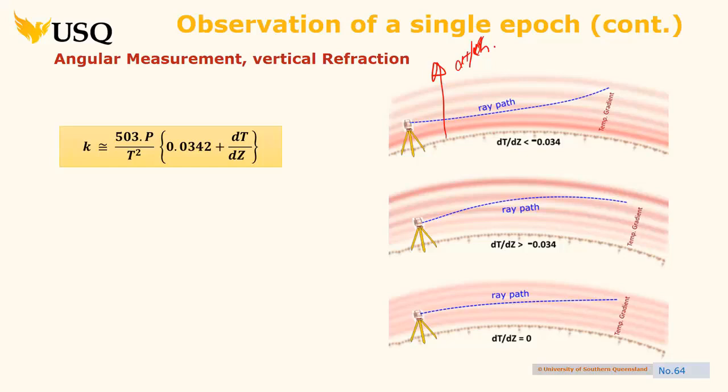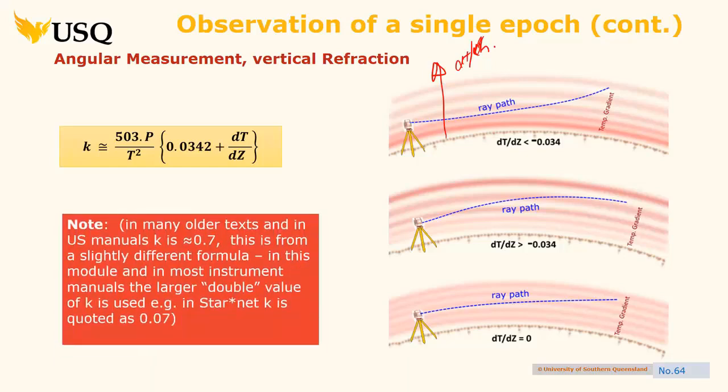Forget the equation, you can pick it up anywhere. The one thing you've got to be aware of, if you're using different equipment, is K, the coefficient of refraction, right? Unfortunately, all around the world, people use K as being 0.07, and I think the Europeans use it as being 0.14.